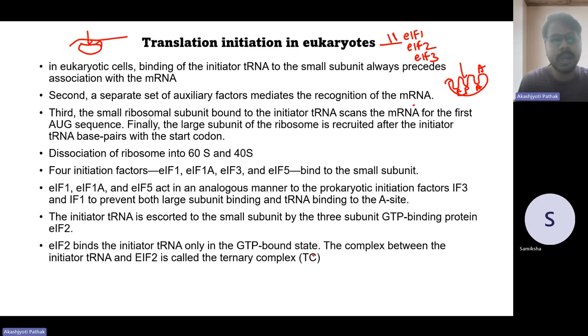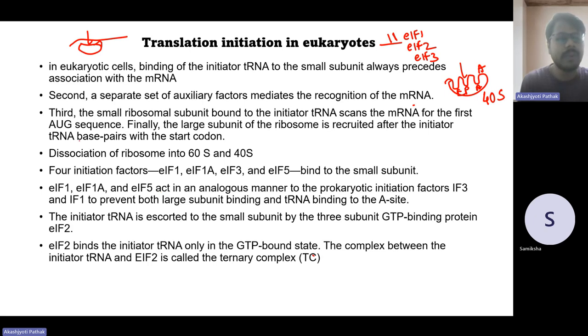The third step, what happens? The small ribosomal subunit binds to the initiator tRNA and scans the mRNA for the first AUG sequence. The small subunit of the ribosome is 40S in the case of eukaryotes. Through the 40S small subunit, the initiator tRNA will bind at the P site, and then this ribosome and initiator tRNA complex will scan the mRNA for the AUG sequence. Once this AUG sequence is found, the large subunit of the ribosome is recruited, and you get a closed complex.